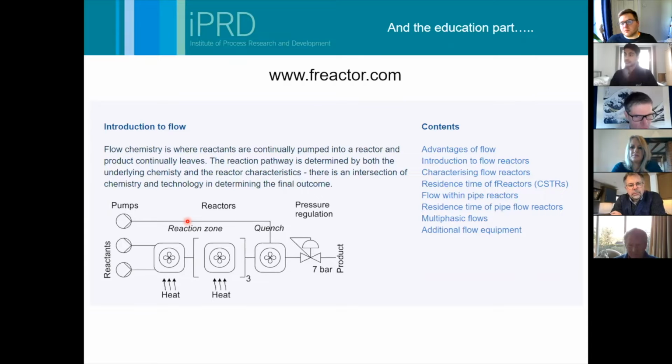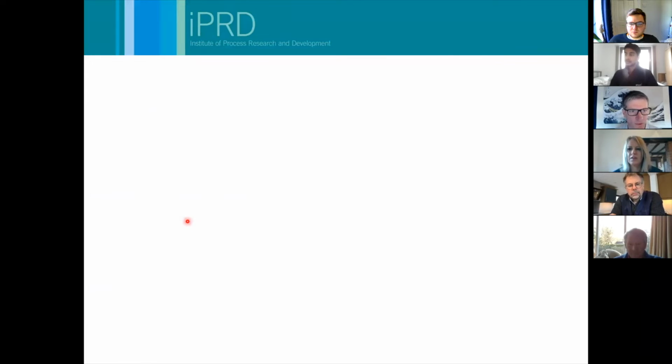There are some online modelers in there, so you can explore what happens if you have 3 reactors compared to 5, and what that means for residence time, and some of the technical language that I've used today that you might not be that familiar with. You'll find lots of information on those web pages. Okay, and I think that's about me done. So I'm going to stop sharing my screen and hand over to you, John, who's going to talk about chemistry.